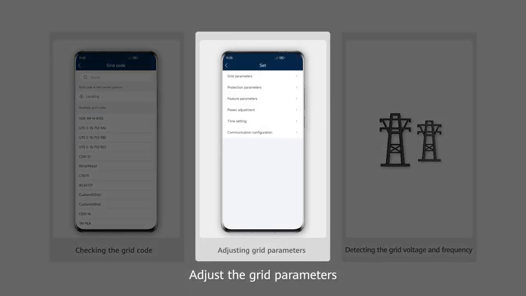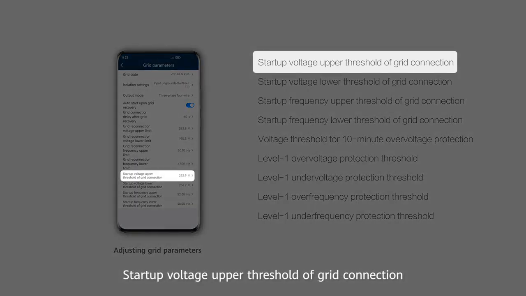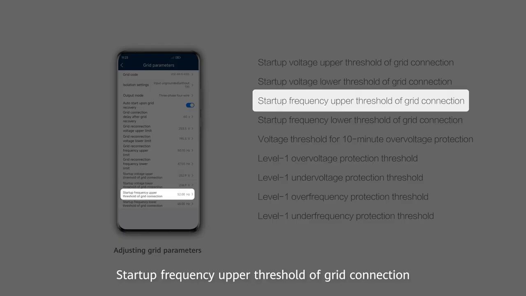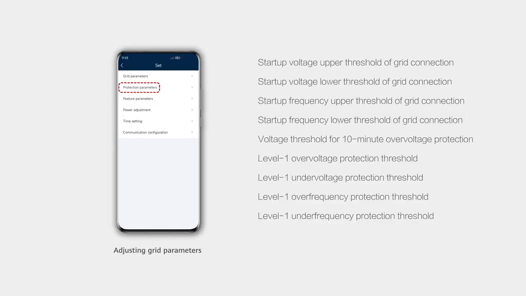Adjust the grid parameters. Startup voltage upper threshold of grid connection. Startup voltage lower threshold of grid connection. Startup frequency upper threshold of grid connection. Startup frequency lower threshold of grid connection.